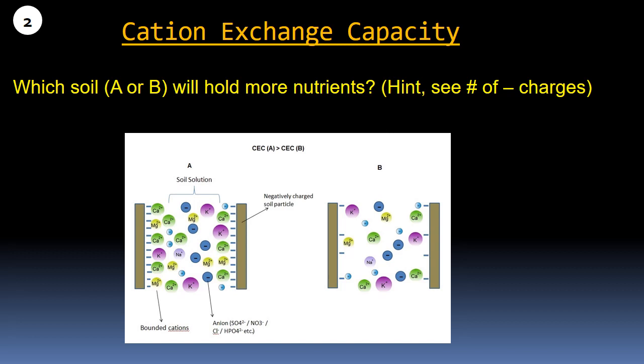All right, let me give you more examples. In this condition here, you have two different soils, soil A and soil B. If I ask you which one of these soils would hold more nutrients, you would say that basically it's soil A. Why? Because soil A has more CEC than soil B.